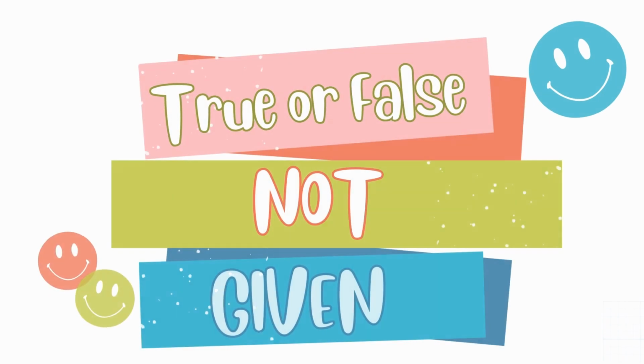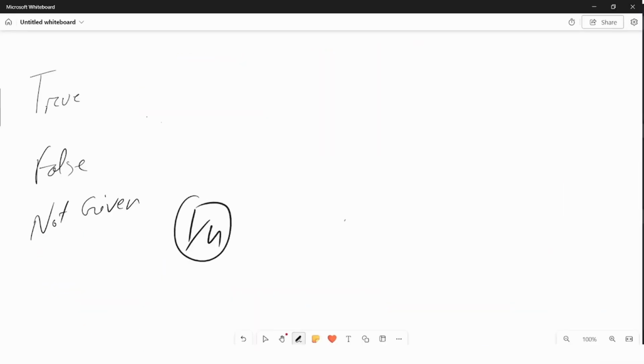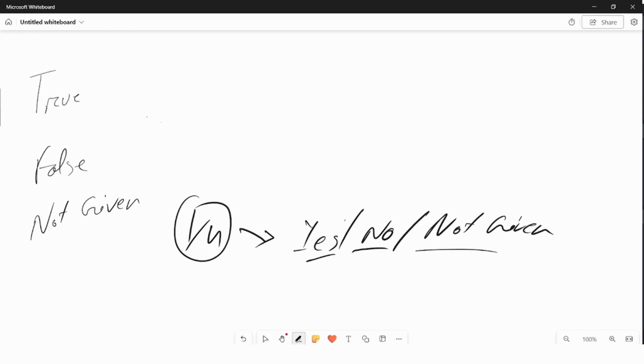True false not given reading module. A quarter of your total mark will depend on this. There is another version of true false not given. We call it yes, no, not given. It's actually nearly the very same. What is it? Let's go and crack it.